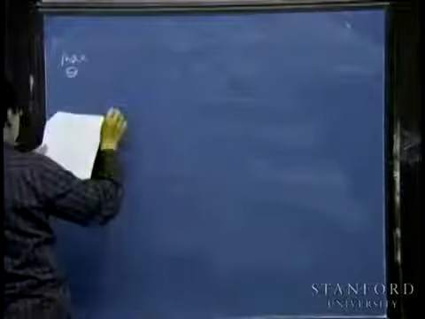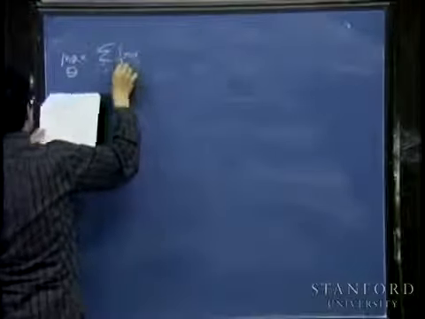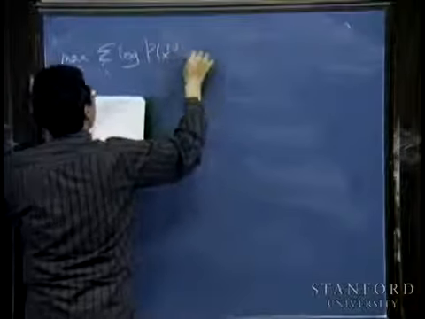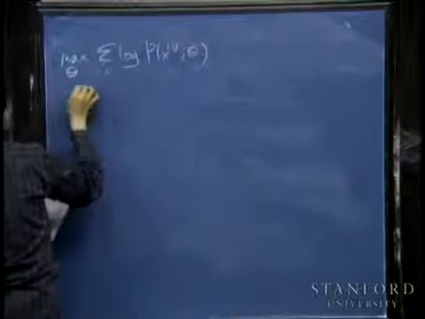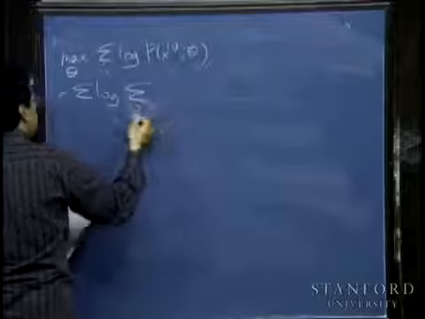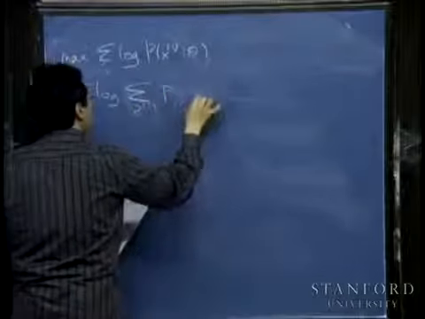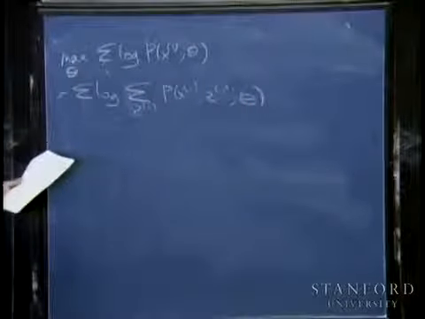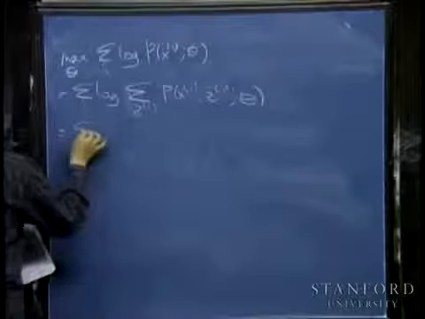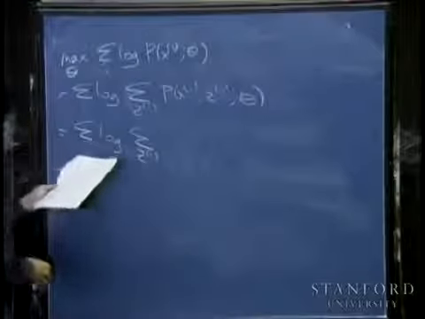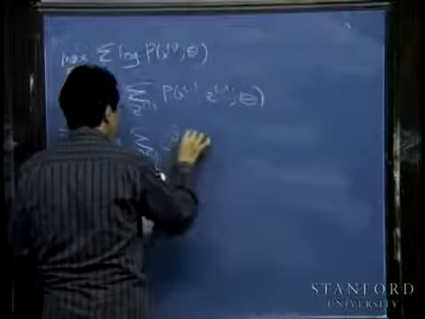So we want to maximize with respect to theta the sum over i of log, sum over all values of z of p of xi, zi parameterized by theta. What I'm going to do is multiply and divide by the same thing. I'm going to write this as Q.